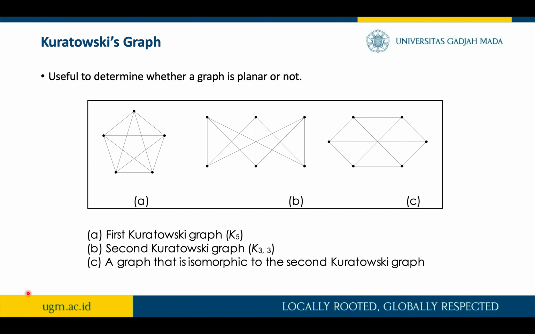We can use a Kuratowski graph here. There are two types of Kuratowski graph. The first one is K5, the complete graph with 5 vertices. The second one is K33, which is a bipartite graph. And this is an example of a graph that is isomorphic to the second Kuratowski graph. We can draw K33 as this graph, so these two are isomorphic.